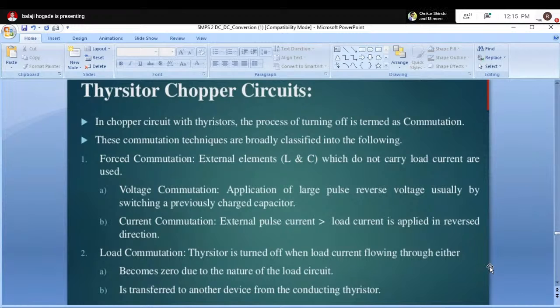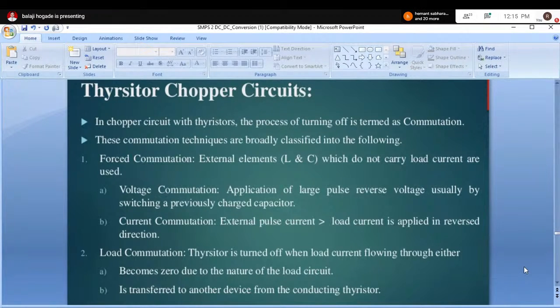And in load commutation, the thyristor is turned off when the load current flowing through it becomes zero due to the nature of the load circuit. If the load consists of RLC, then sinusoidal or damped waveforms will be generated, and automatically the device can be turned off because of the AC nature of the load current or load voltage. It can also be turned off by transfer to another device, when the current is transferred from the conducting main SCR to the other SCR.